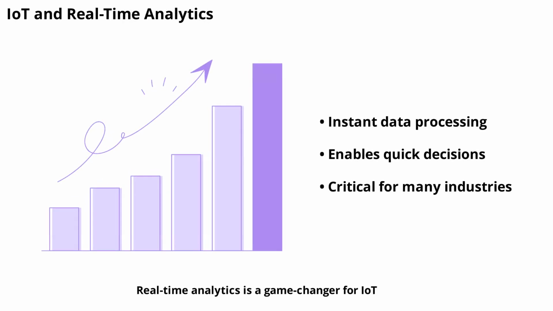Real-time analytics is a game changer for IoT. By processing data as it's generated, organizations can respond instantly to changing conditions. This is especially important in areas like healthcare, transportation, and manufacturing, where timely decisions can have a big impact. Real-time analytics turns raw data into immediate action.